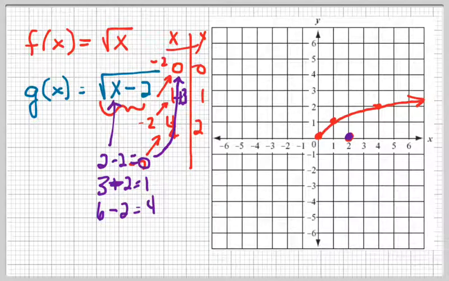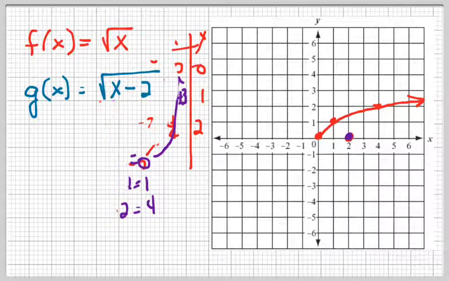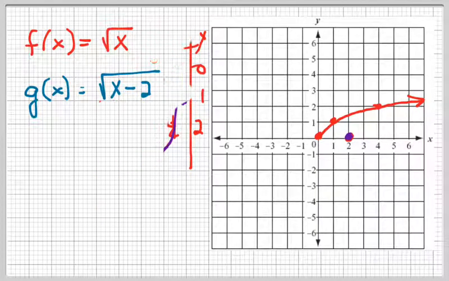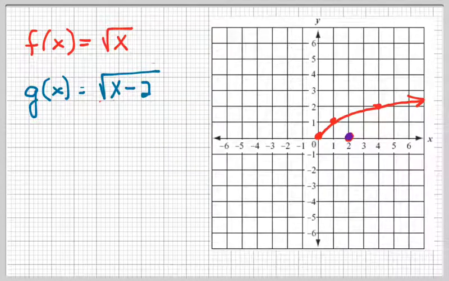The way we always talked about it in previous discussions of translations is to figure out how much this thing shifts you, and whether it shifts you left or right, is determine what value for x makes this stuff equal 0. In this case, the answer is 2. So that 2 shifts it to the right, and then we follow the same pattern, 1, 1, and 4, 2. So it'll look like that.